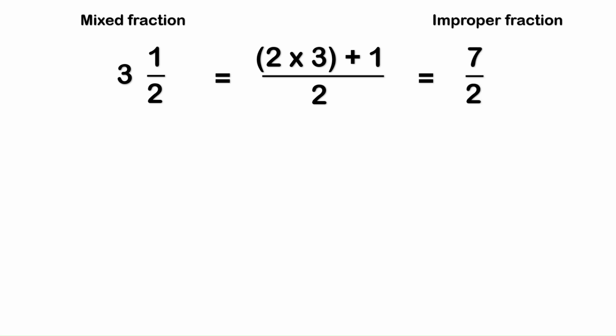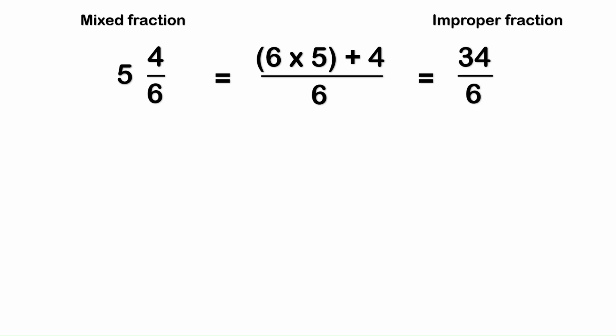Let's now do some conversions without drawing anything. We have a mixed fraction 3 and 1 upon 2. We will multiply 2 by 3 and then add the numerator 1. We will keep the denominator 2 as it is. Upon solving, we get 7 upon 2. Thus, the mixed fraction 3 and 1 upon 2 is now converted to improper fraction 7 upon 2.